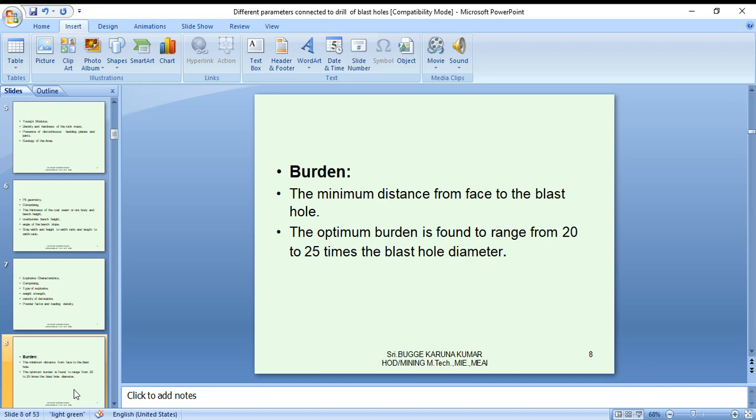If the hole diameter is 200, multiply 200 by 20, that is 4 meters that we use as the burden. So this is the one thumb rule for diameter to burden. Simply and logically, 20 to 25 times the diameter of the hole is the simple methodology for the burden.